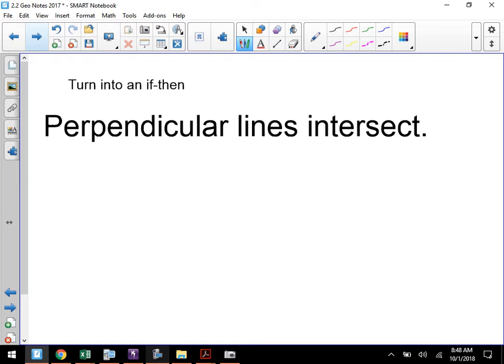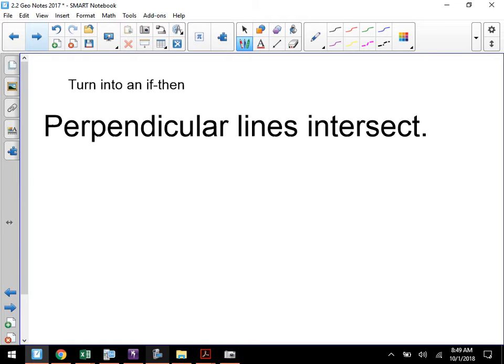Yes. Which one sounds more correct? If the lines are perpendicular, they intersect. Why?